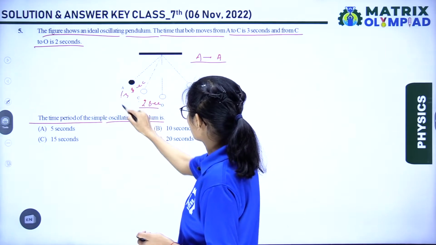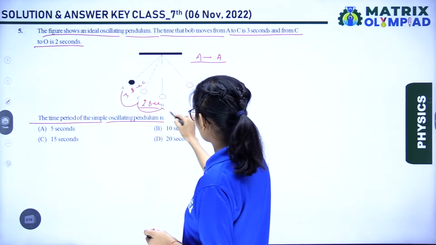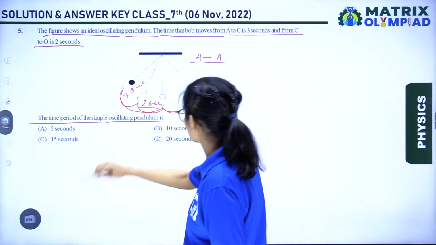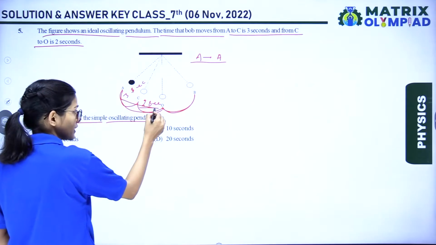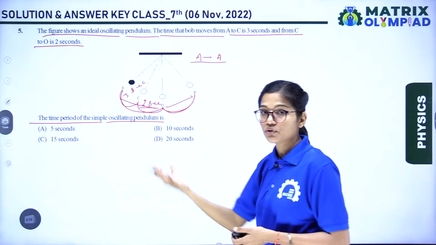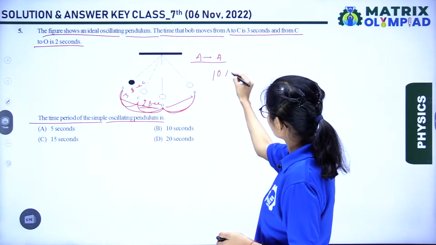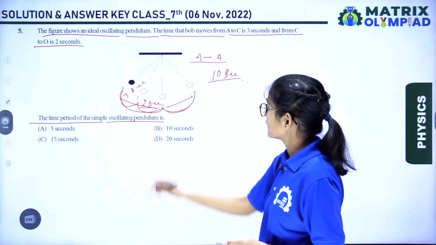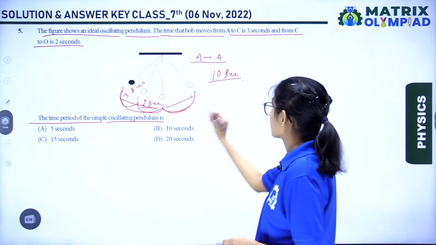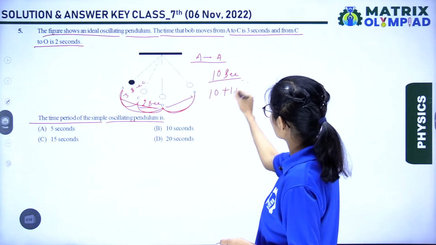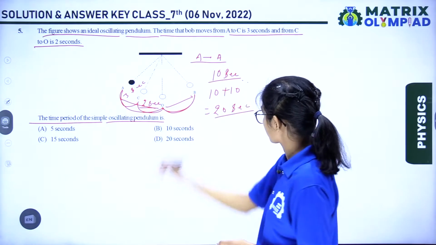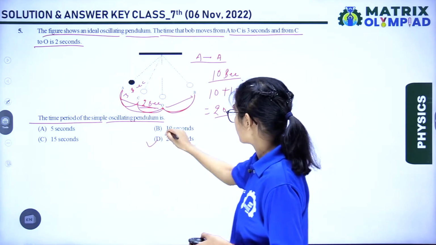At first it will go A to C, then C to O, that is 5 seconds. Then O to B, then B to O, which also will be 5 seconds. So in the first half oscillation, its time is 10 seconds. To complete its oscillation, it goes back to A, so 10 plus 10. So what will be the time period of that? That will be 20 seconds. So for the fifth question, our answer will be D option.